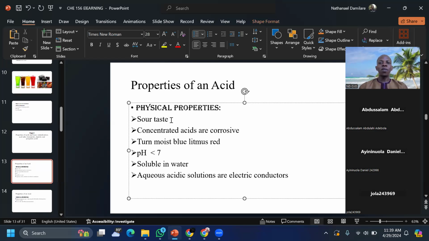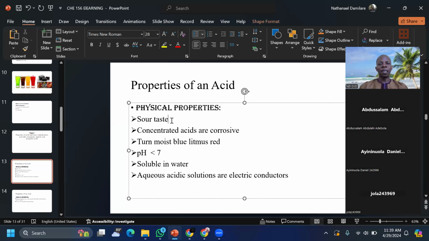So do away with anything you see in the lab and abide by all the instructions the technologists or lecturers will be giving you. If they don't ask you to touch it, don't touch it. And don't taste anything in the lab. Don't put your nose inside anything in the lab except you are told to do that. But even if you are told to do that, you don't put your nose inside anything. There's a standard way of doing that.